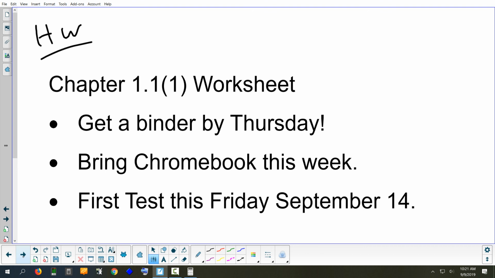So how many people usually have their Chromebook pretty much just with them every day? Yeah, I just forgot it because I left it charging. Okay. I woke up late. I almost missed the bus.